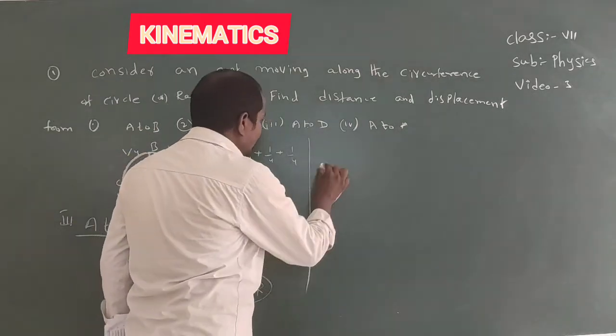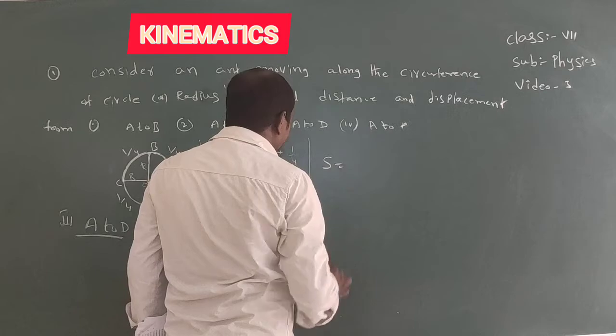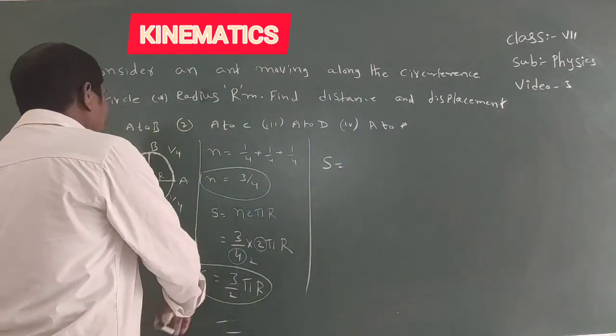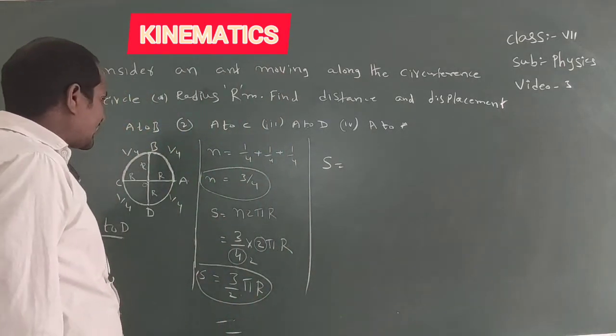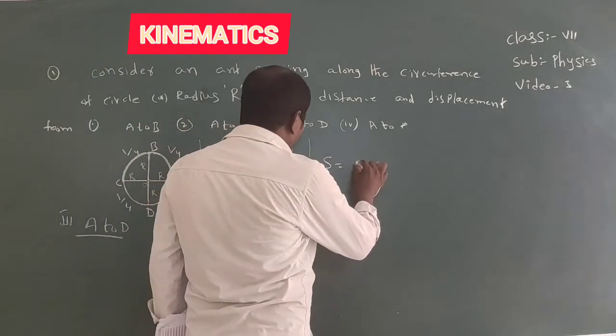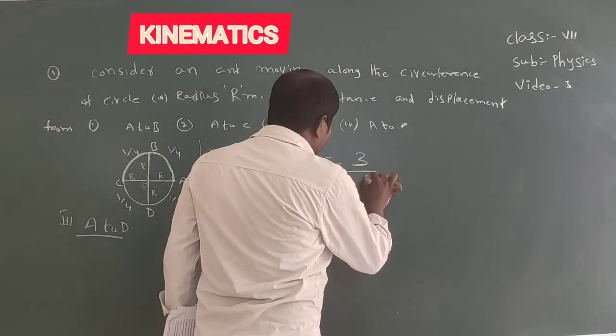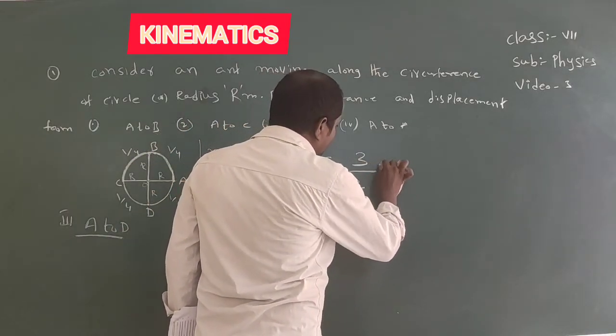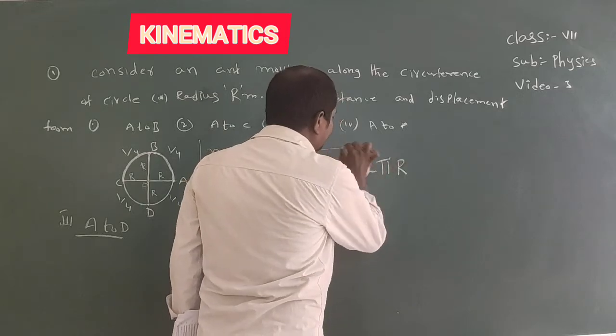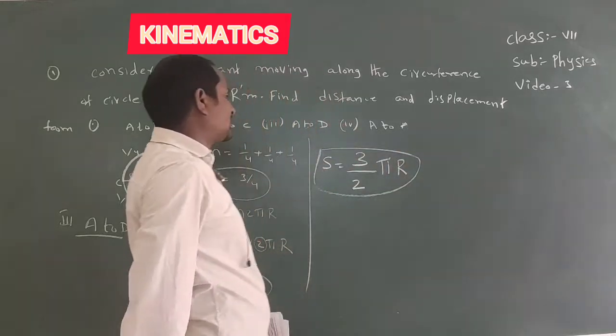If a body is moving in a certain path, how many times here? 3 by 4 times. Then distance equals 3 by 2 into pi r. It is a distance.